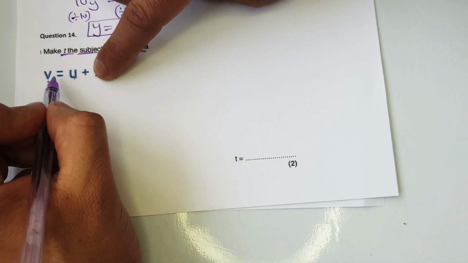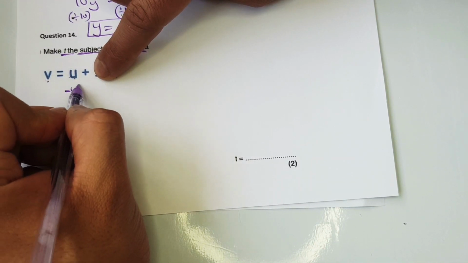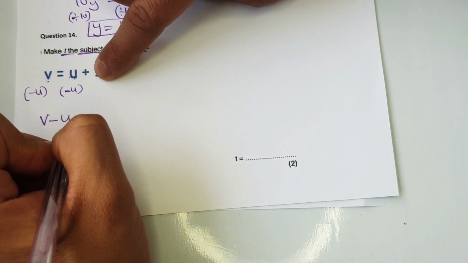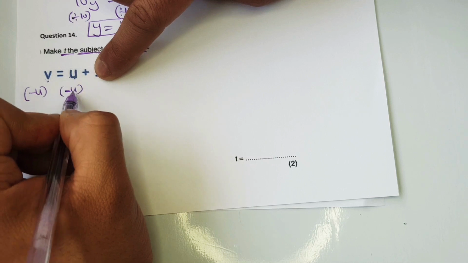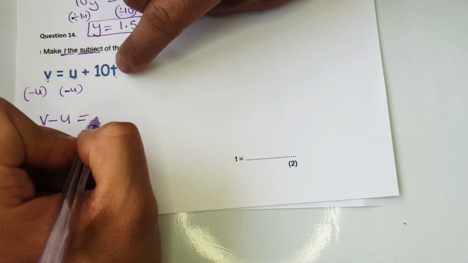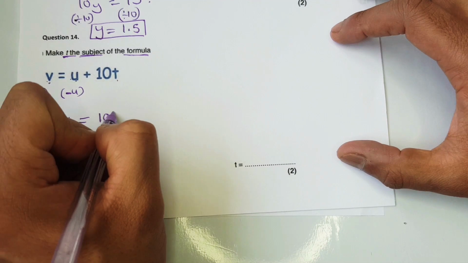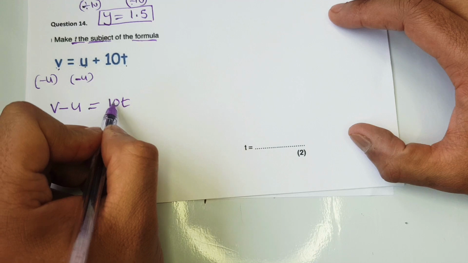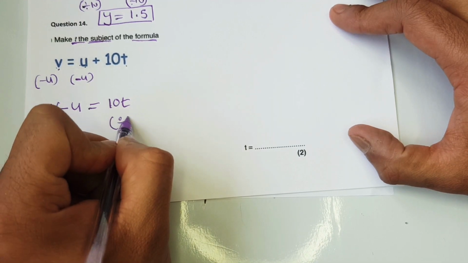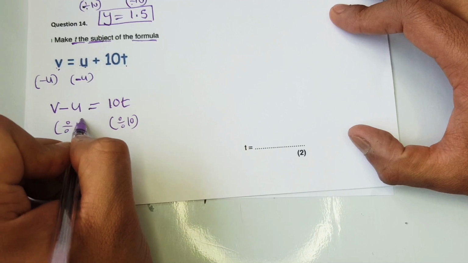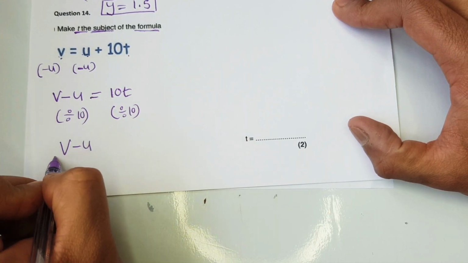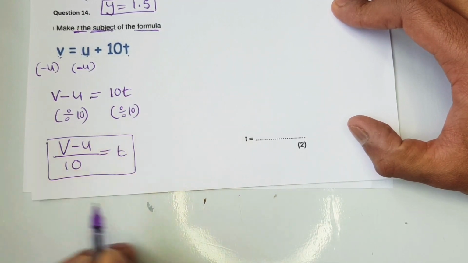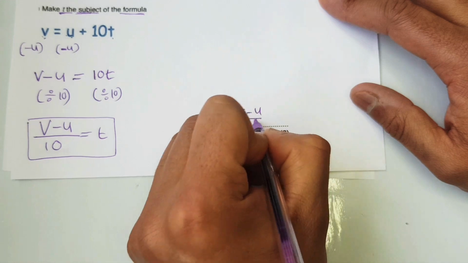The first thing I need to do is get rid of the u. So I take away u from both sides and I'm left with v. Take away u. U take away u is 0, so it cancels out. So that's disappeared. And then I'm left with positive 10t. Now to get rid of the 10 from the t, at the moment it says 10 times t. So you do the opposite. So you divide by 10, divide by 10. So you're left with v minus u, divide by 10 equals t. And that's your answer. V minus u over 10.